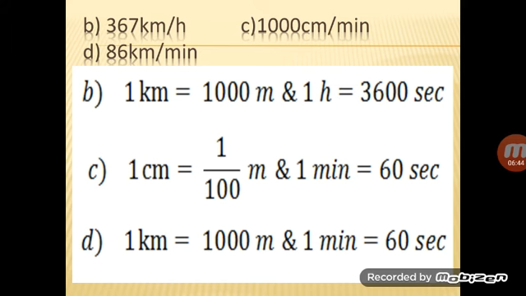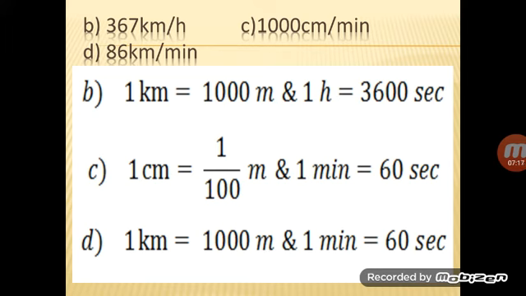Now here are given different scales to solve B, C and D part. B part is 1 kilometer equals 1000 meter and 1 hour equals 3600 seconds. You will use it to convert 367 kilometer per hour to meter per second. C part is 1000 centimeter per minute. 1 centimeter is a smaller unit, so we will use the fraction form: 1 by 100 meter, and 1 minute is equal to 60 seconds.